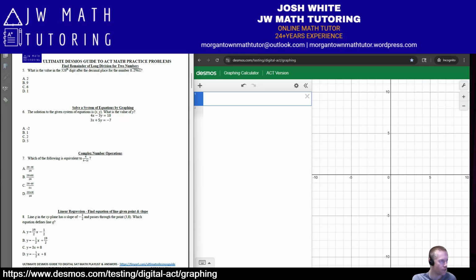We're at the top of page 2 of the guide here. So you are given this repeating decimal. Okay, it's 0.2961, so 2961, 2961, goes on forever. It wants to know what is the value in the 326th digit after the decimal place. So if you wrote out 326 digits, what number would you end on?